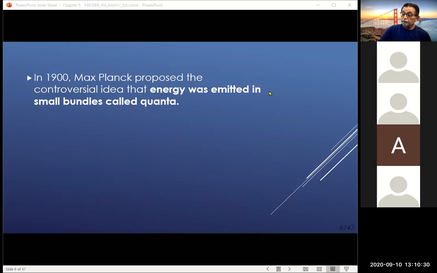Now, previous chapter we were in the 1900s, and it continues. In the 1900s, a scientist by the name of Max Planck, very famous scientist, there's a Planck Institute in Europe named after him, proposed a very controversial idea at the time. He proposed that energy was emitted in small bundles, and those little bundles are called quanta.